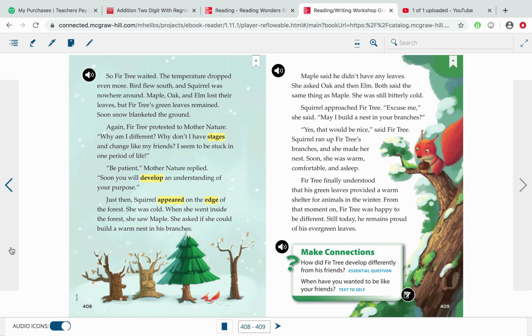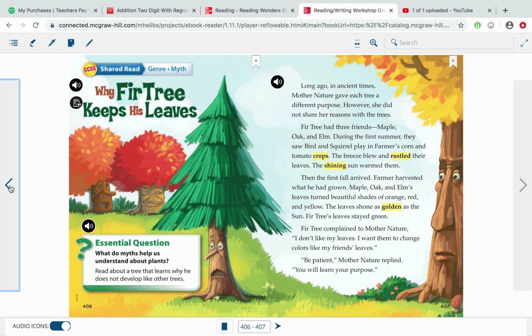Our mythology or our myth about plants, Why Fir Tree Keeps His Leaves, will repeat read tomorrow, and I hope you'll notice you'll be more fluent and understand the story even better. A myth is a made up story with made up characters that often has a message, and I think our message in this story is what? What do you think the message is, or the moral? It's okay to look up to your friends, right? And it's okay to want to be like them. But don't forget, just like the fir tree learned, he's very special as well. So we're all special in our own way. We need to love ourselves just as much as we love our friends. And I think that's a great lesson in why Fir Tree keeps his leaves.